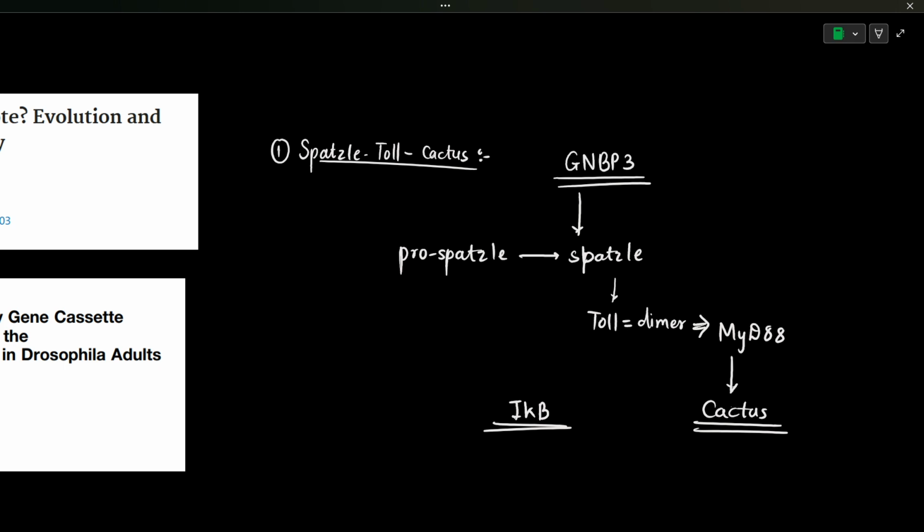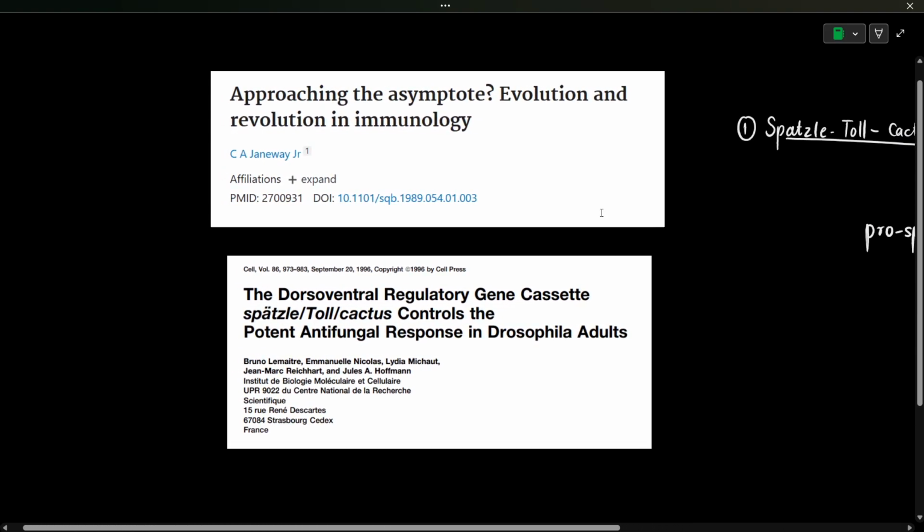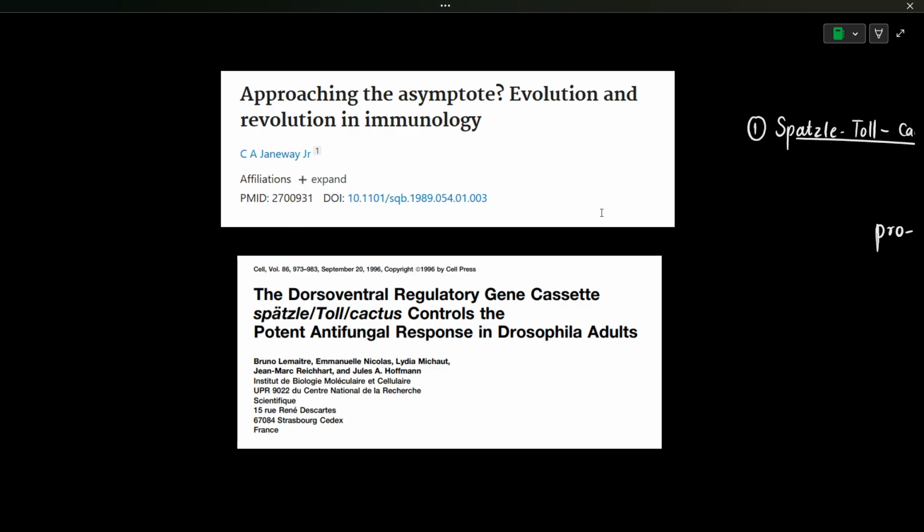Antimicrobial peptides such as drosomycin are antifungal. Drosomycin has antifungal property, and this is how a fungal infection will be tackled with the help of the Spätzle-Toll-cactus pathway. I hope this pathway is clear to you all. This pathway, which was previously known for embryonic dorsoventral patterning in Drosophila, was now known for a potent antifungal response in adult Drosophila.